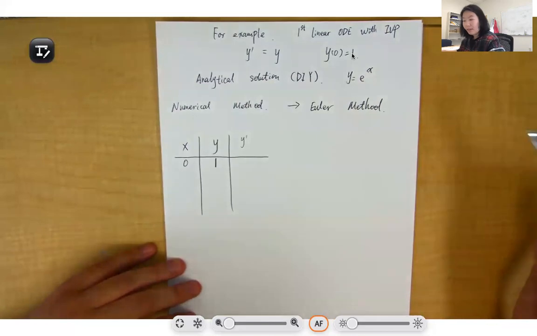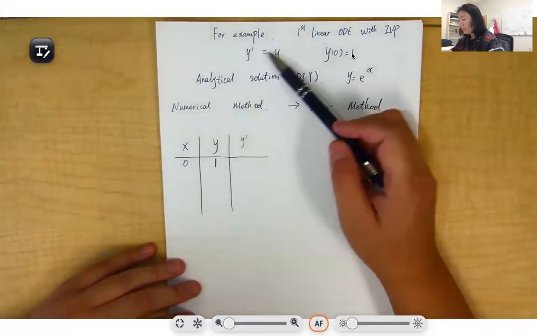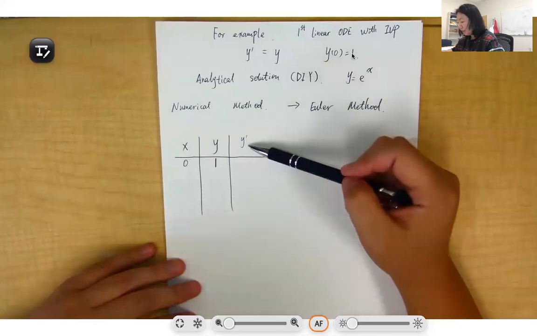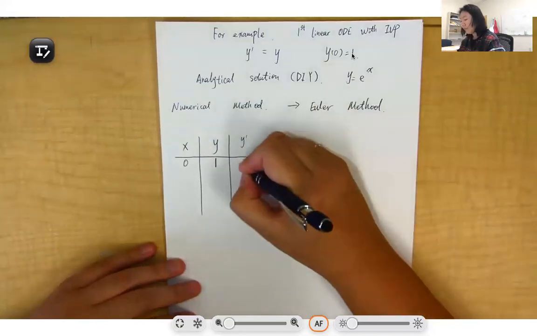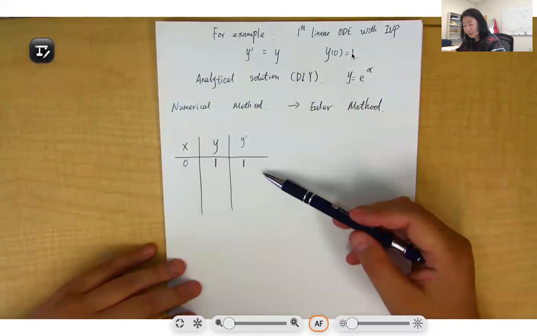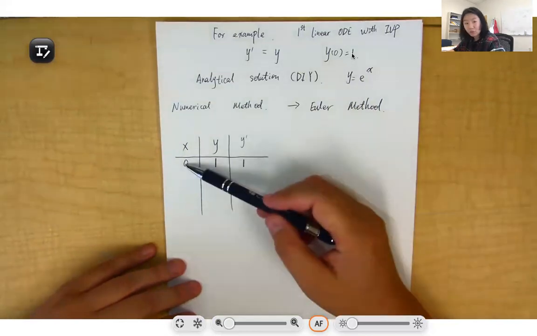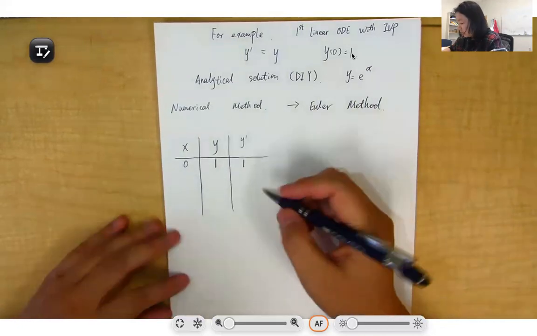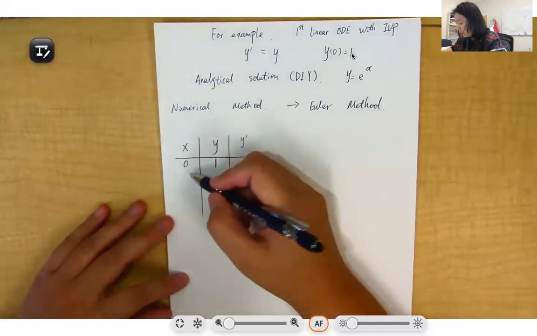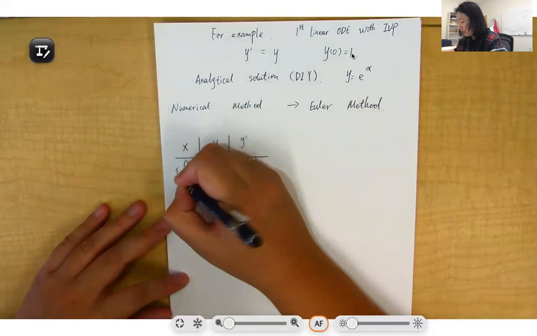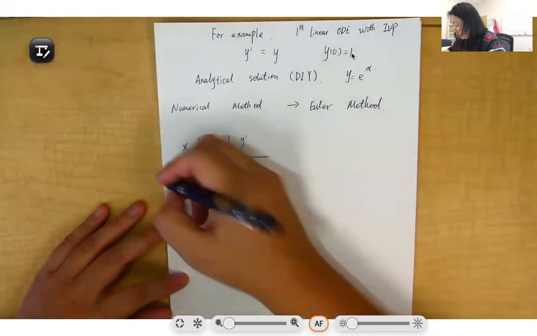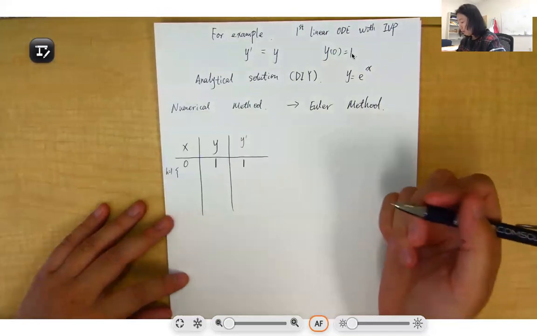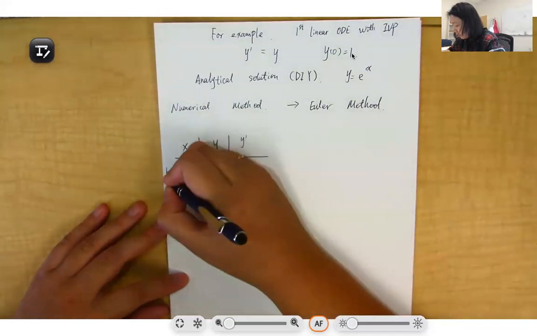Okay, and then we know that y prime equals y. So the slope is 1 here, and this will be constant in between xn to xn plus 1. Okay, so this is the first point. The second point, let's make an easy number to calculate. We say h equals 1, probably too big, but it's easy to calculate manually.